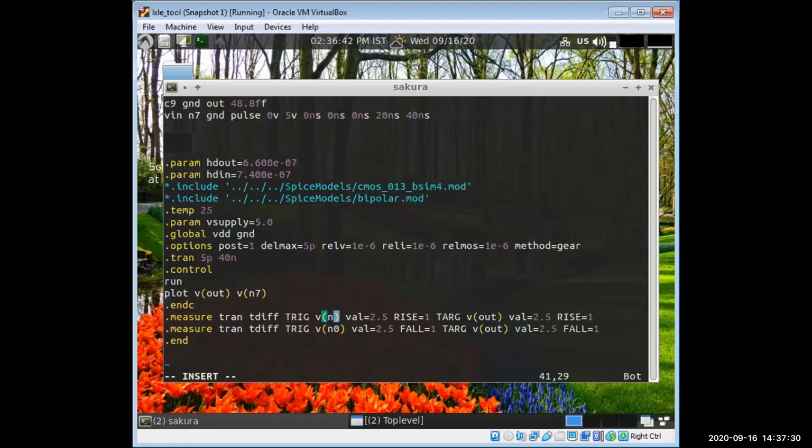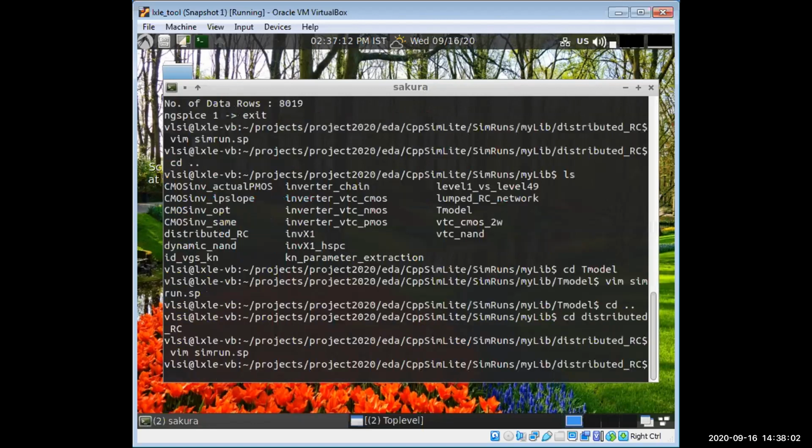We are not using an inverter here, so it is directly R and C. That's why we are measuring the difference between input rise to output rise, or input fall to output fall. So we are not giving rise to fall or fall to rise; it is rise to rise, fall to fall. Here the input was at node N7 and the output is out. Now let's run that and see the values.